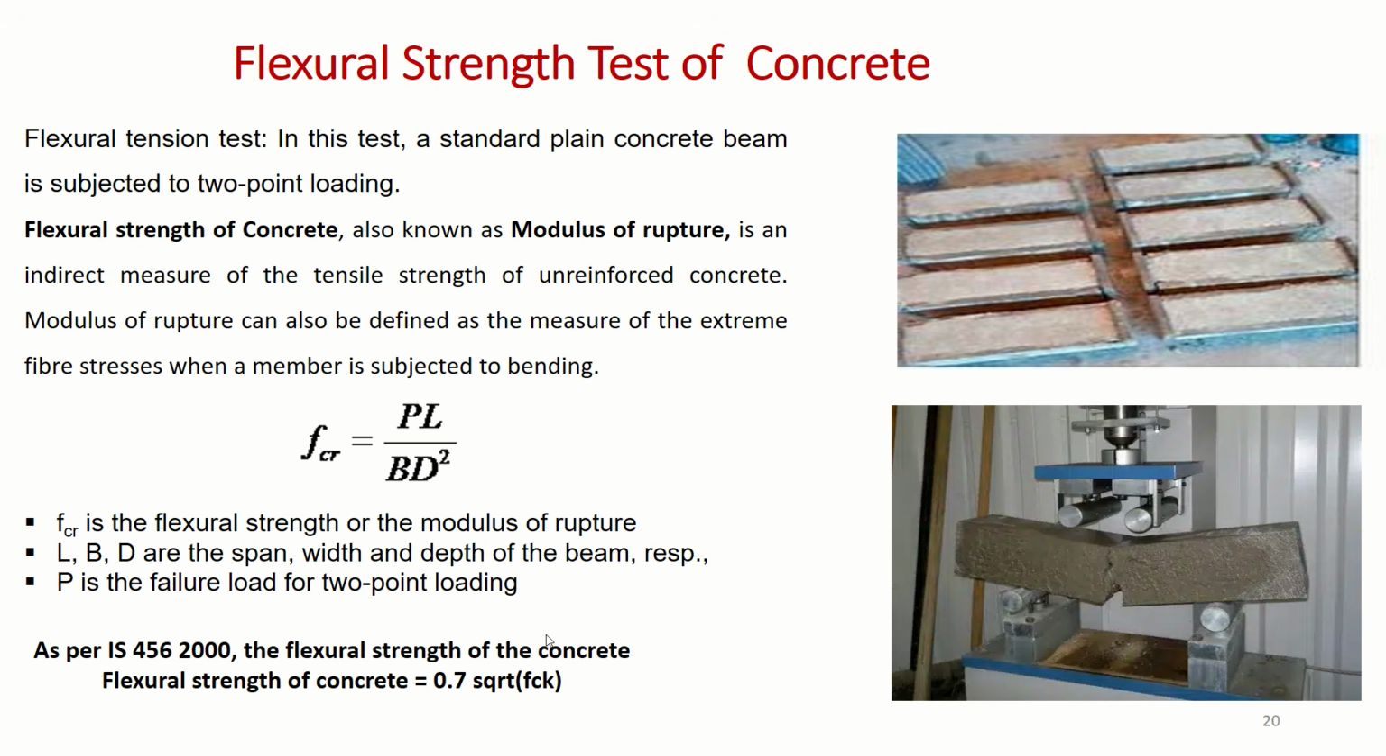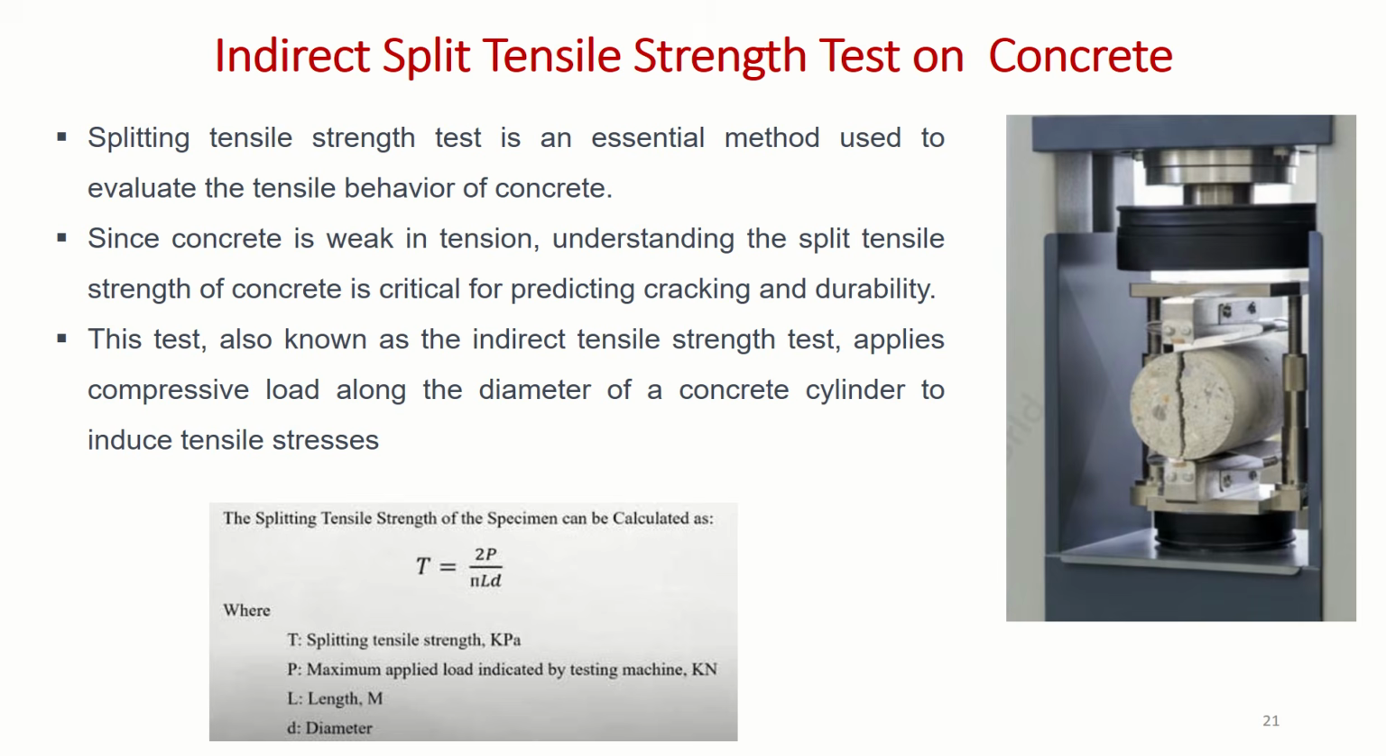Under root of fck means what? fck is the grade of concrete. If it is M20 grade, then fck will be 20. So to know the flexural strength of M20 grade of concrete, it is 0.7 under root of 20. You will get the flexural strength. So this test we have conducted in the laboratory to know the flexural strength of concrete.